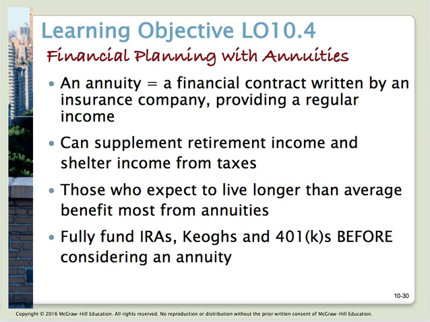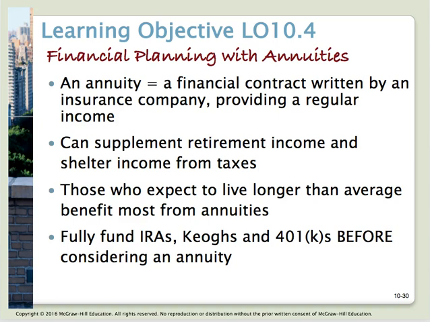That brings us to our fourth learning objective for this lecture: financial planning with annuities. An annuity is a financial contract written by an insurance company to provide you with regular income. As a general rule, annuities are not advisable for persons with poor health. An annuity actually protects you against the risk of outliving your assets.